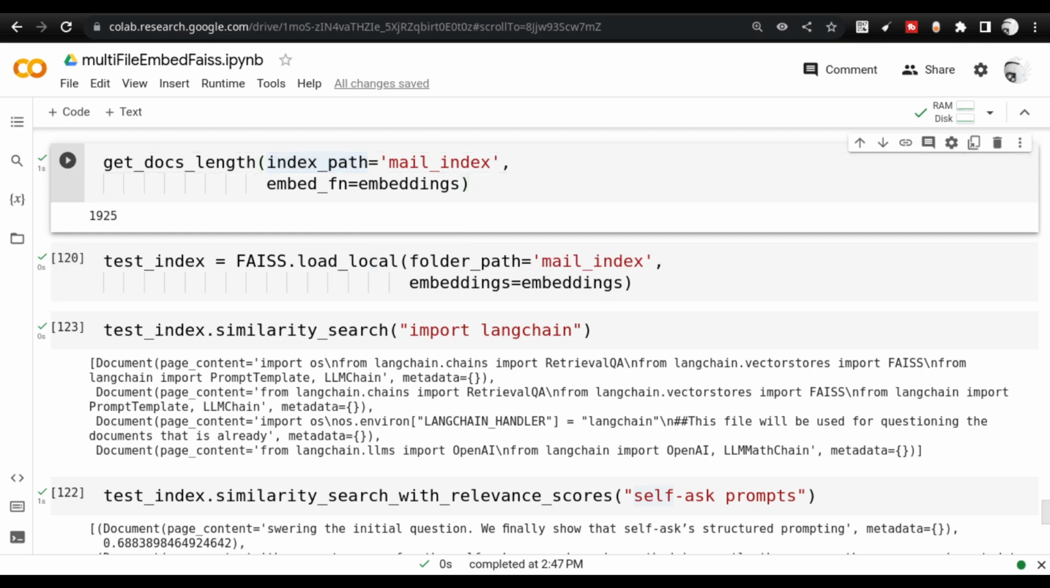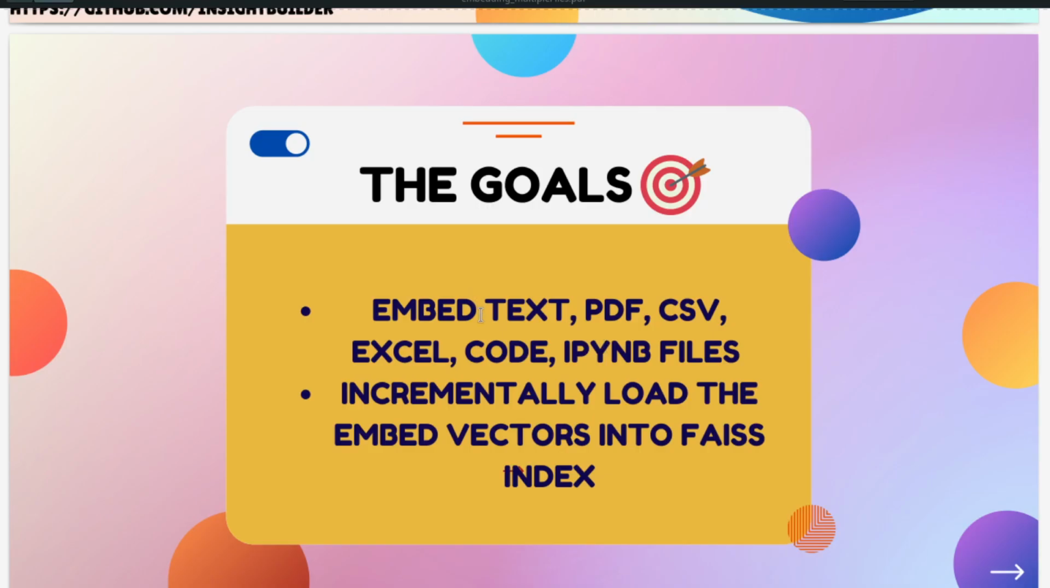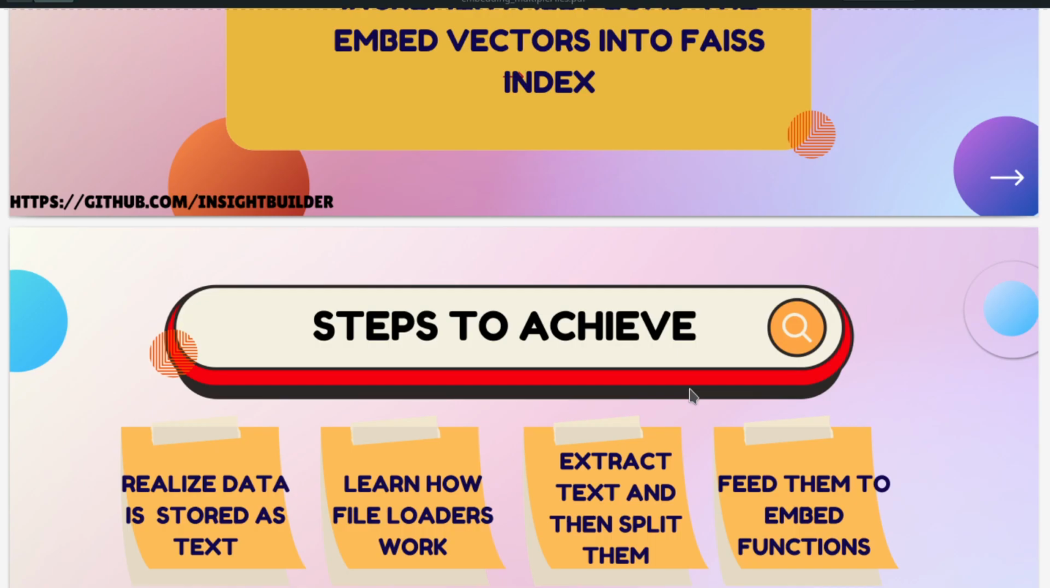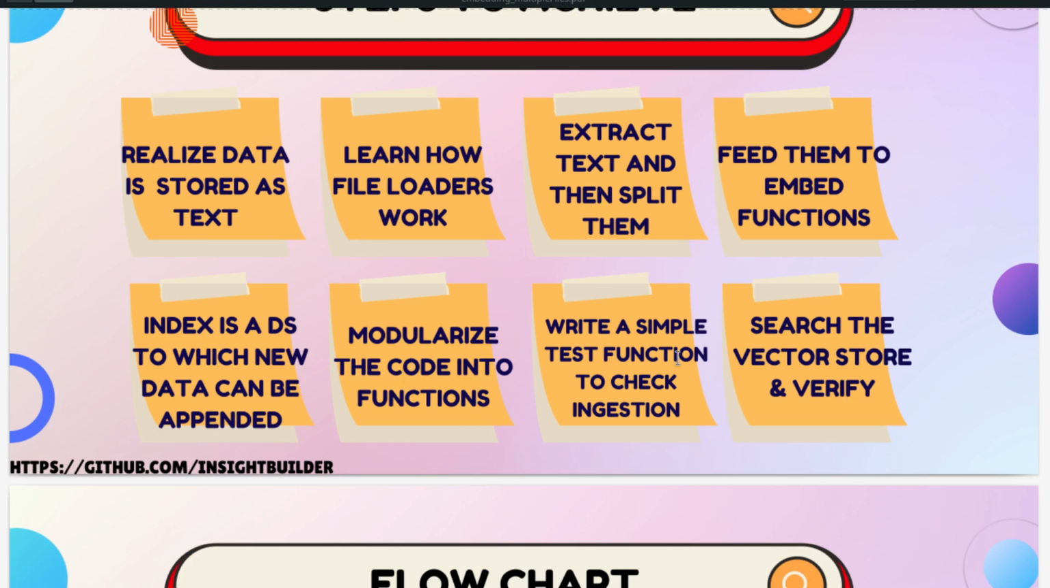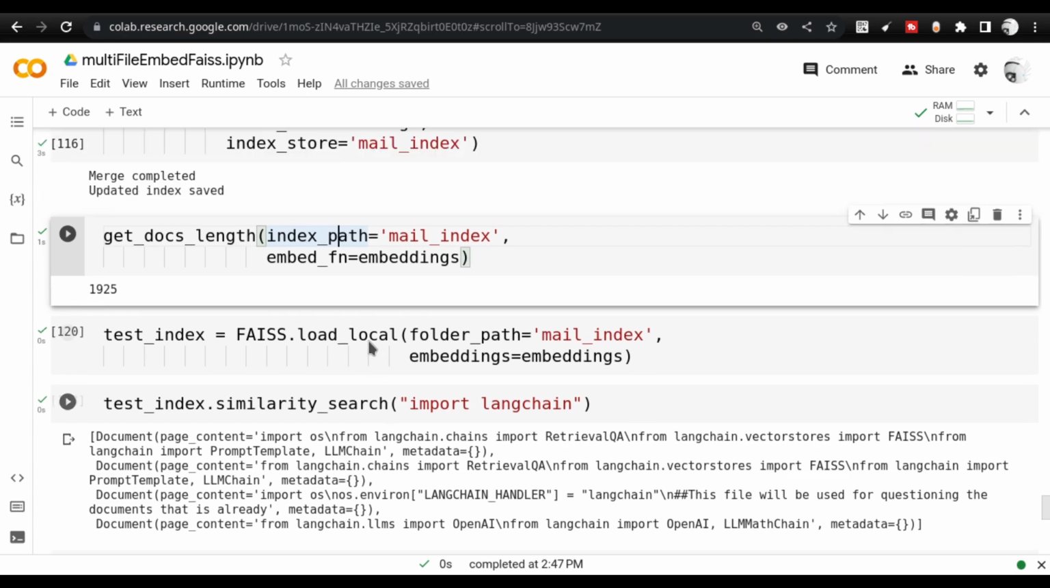Yeah, let us go back to the PDF. So we have completed all the documents. We have seen text, PDF, CSV, Excel, code, all the files. We have seen how it works, and I have shown you how to create a function to test it, and then I showed how to search the vector store and verify that whatever data you want is coming out. So let me go back to the browser and show you again that the data comes out.